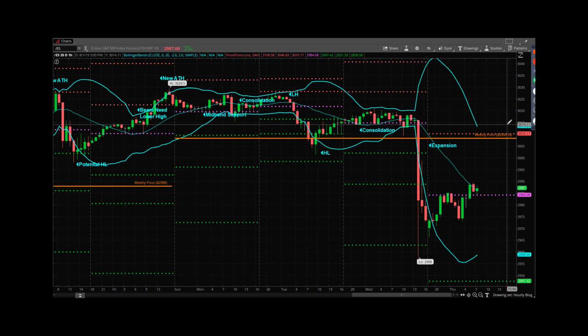You can see the daily pivot, 29.84. Our proprietary moving average is 86. Hourly mid-band is 86. 5-minute mid-band is 87. So 84 to 87 is going to be important off the open. We'll see how it opens and we'll go from there.